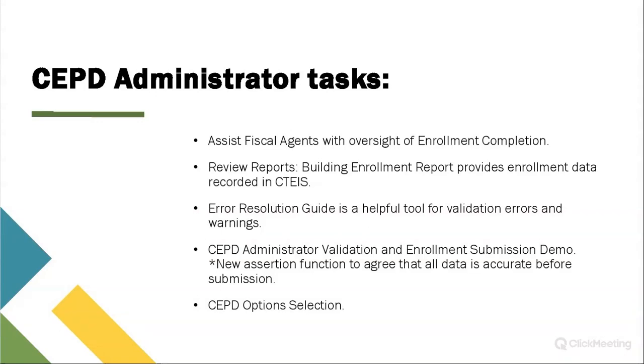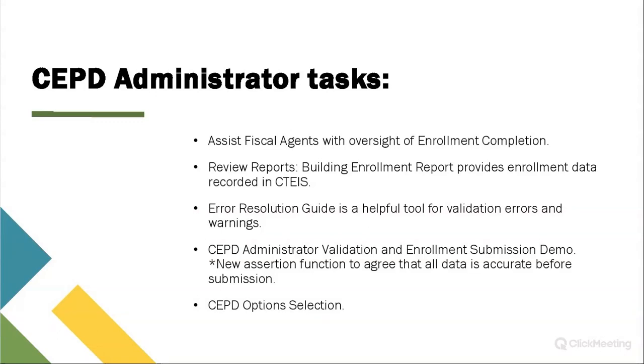You want to review reports. The building enrollment report provides enrollment data that's recorded in CETEIS. Again, you want to make sure that all of your enrollment and completer information is accurate in the system for funding purposes, as well as to make sure that the program information is accurate.